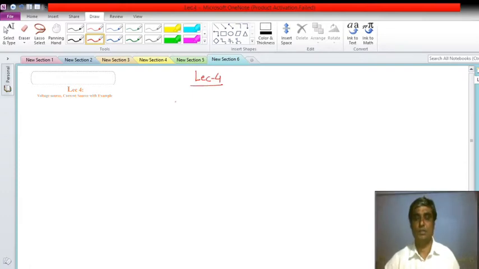Of circuits theory. In the last class, we have seen the two essential laws which we generally use in solving circuits, that is Kirchhoff's voltage law and Kirchhoff's current law. We have verified them by taking one example. Also, we have checked whether power balance really is there or not, right?